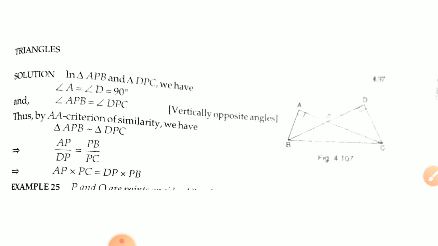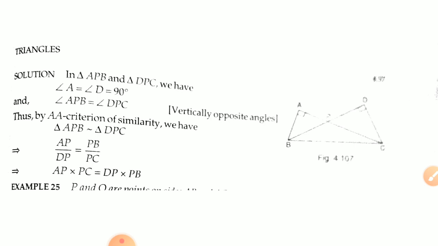Similarly, angle APB equal to angle DPC, because both the angles are equal. Why? The reason is that they are vertically opposite angles. In this way, by AA criteria, means last time we have seen the AA criteria of similarity, that if two angles of one triangle are equal to the corresponding two angles of another triangle, then by AA criteria both the triangles are similar.